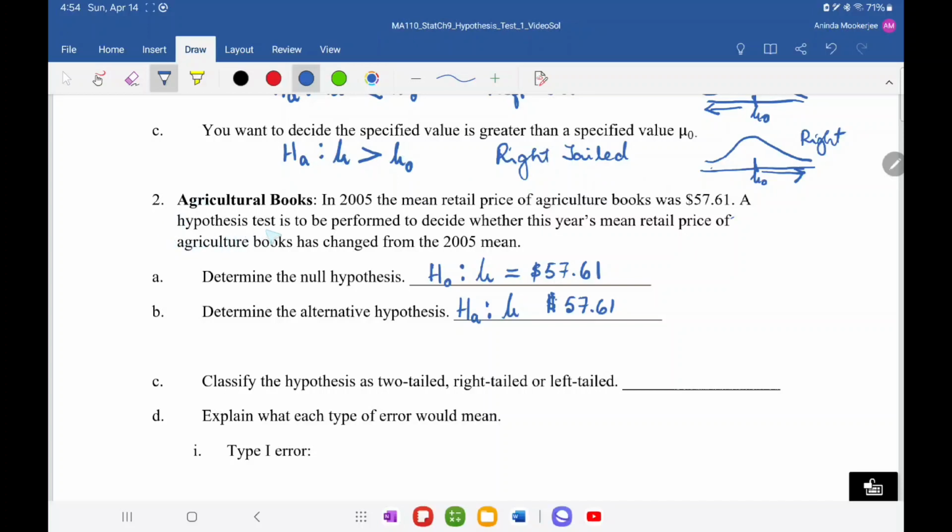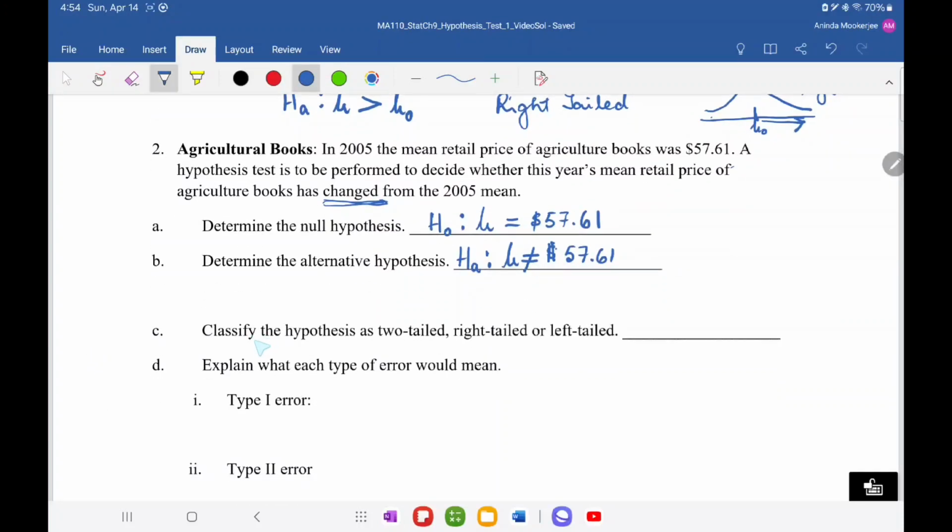It says a hypothesis test is to be performed to decide whether this year's mean retail price of books has changed. So this is the key word here that will tell us what the alternative hypothesis is claiming. Changed means you will use the not equal to symbol. It could have changed to a lower price or it could have changed to a higher price. It could go either way. It doesn't say less or greater. It just says whether it has changed. So for that we will use the not equal to symbol.